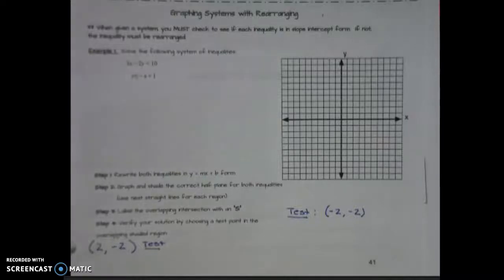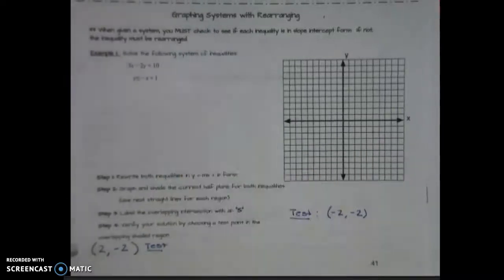Hi everyone, in this video we're going to be graphing systems of inequalities with rearranging. If you're in Ms. Drake's class, we're on page 41 of your Unit 3 packet.